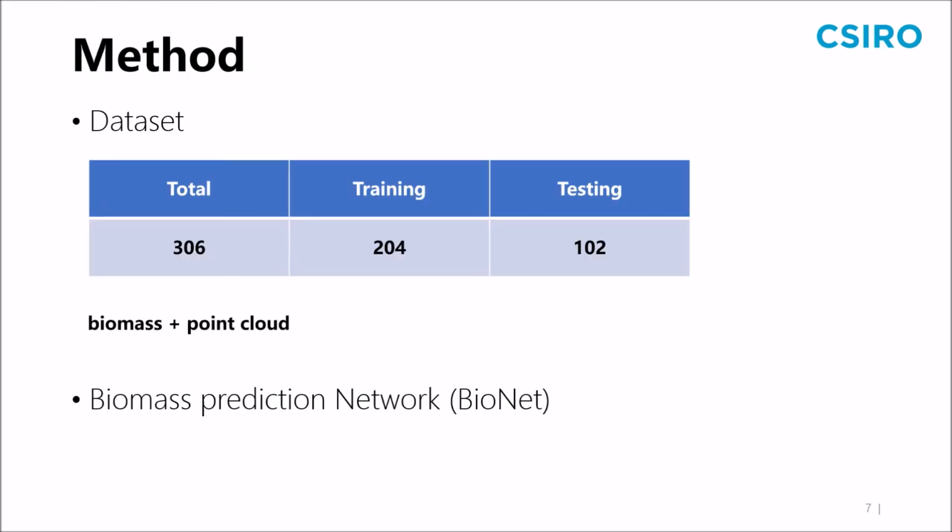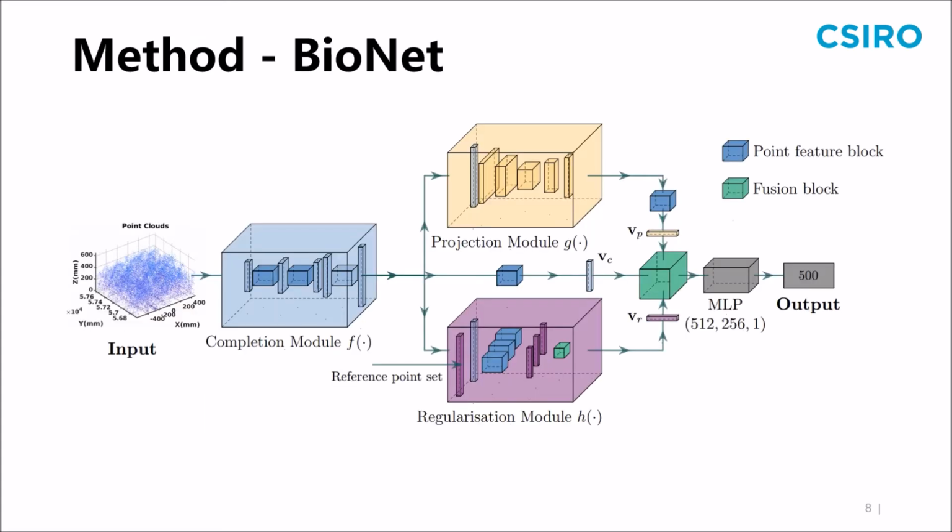stages. In our work, we first share a dataset to the public with 306 pairs of point clouds and ground truth biomass. Then we propose the Biomass Prediction Network, namely BioNet, to estimate biomass from an input point cloud. Our BioNet contains 3 modules.